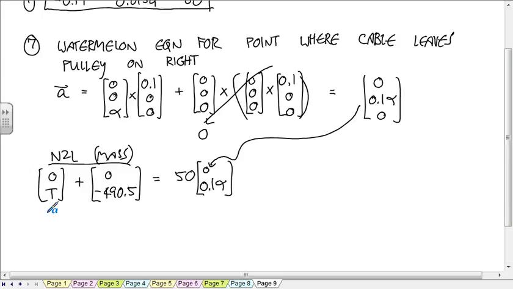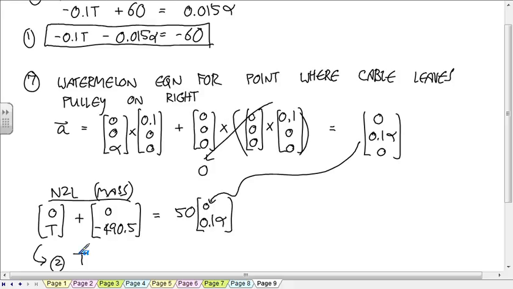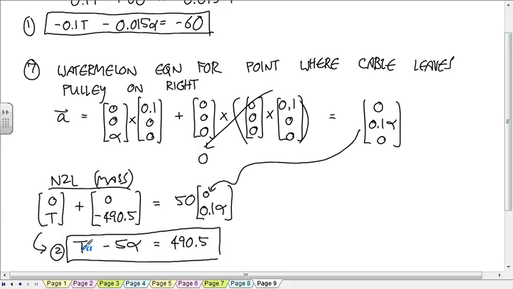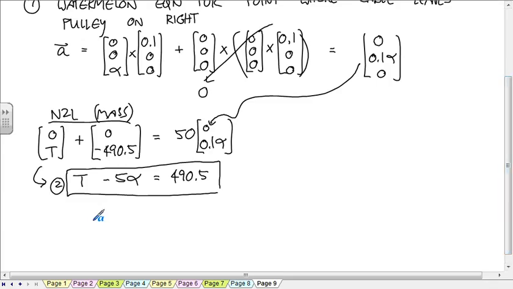Okay, so the second equation is T minus 5 alpha is equal to 490.5. And now we have two equations for two unknowns. I guess let's just do this by substitution. Who wants to do that? So two equations, two unknowns.